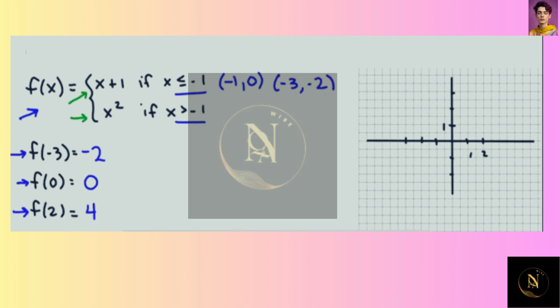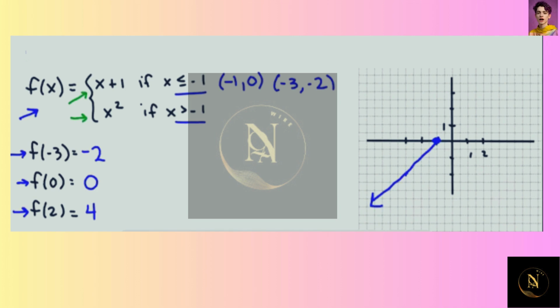So we could draw a point at -1, 0. That's the point where the piece of the line ends. And then we could draw the point -3, -2. So we start at the end point and we go through the other point and keep going.